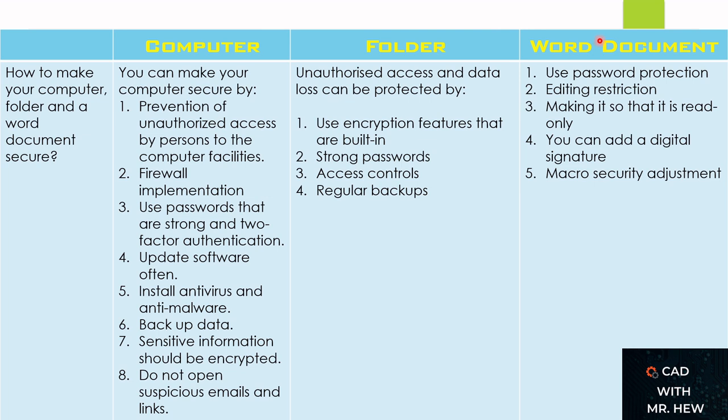All right, let us look at our Word document. How can we make our Word document secure? 1. Use password protection. 2. Editing restriction. 3. Make it so that it is only read only, meaning the person can only view the file, but they cannot modify it or edit the document in any way, right? So they can only read the document. 4. Add a digital signature. 5. Macro security adjustments.